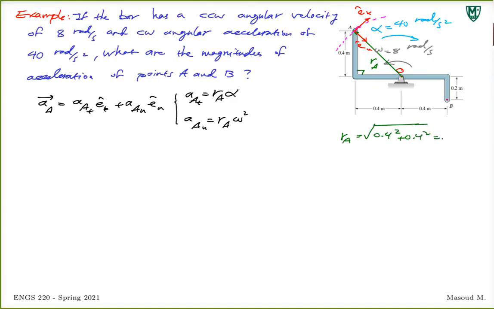This becomes 0.565 meter. Once you know r_A, you can plug that back into this set of equations. r_A is 0.565 multiplied by alpha, which is 40. That gives you the tangential component of the acceleration. The normal component of acceleration is 565.